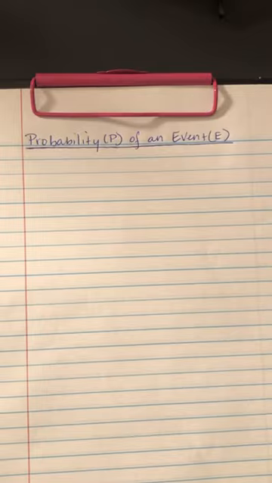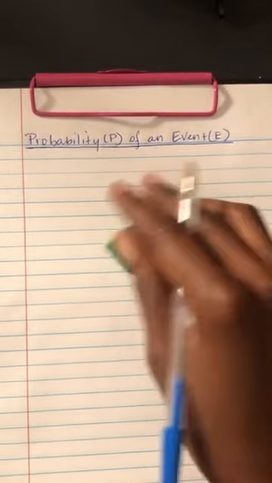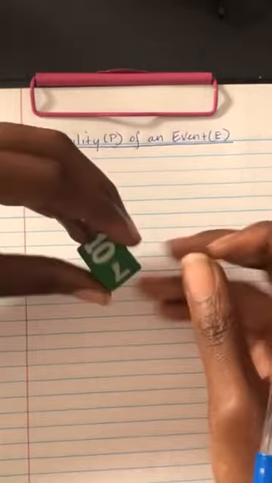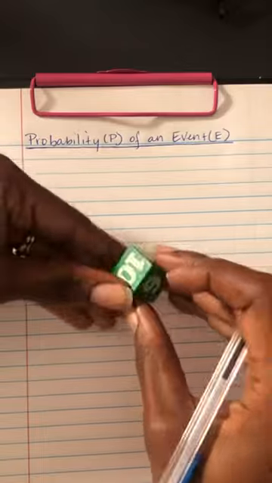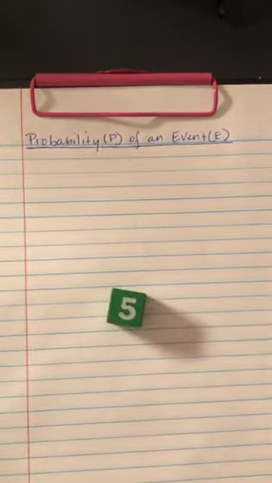So we're going to talk about probability of an event, how to find the probability of an event, and we're going to use a number cube. Now, most of us know this as a die, and this is not the traditional one. I'm a math teacher, so I'll be having all types of stuff around the place. So let's talk about probability.